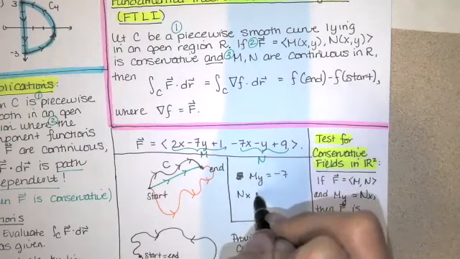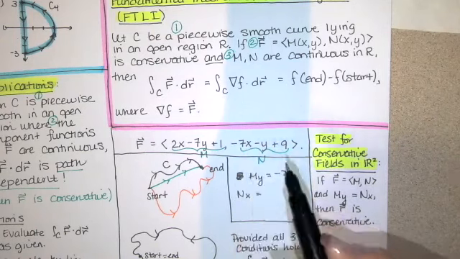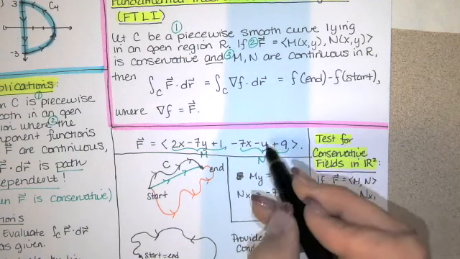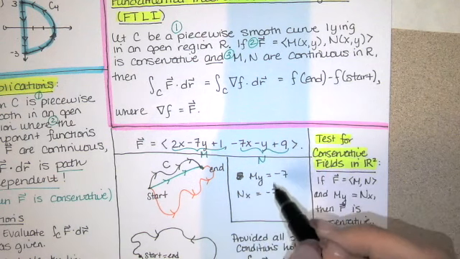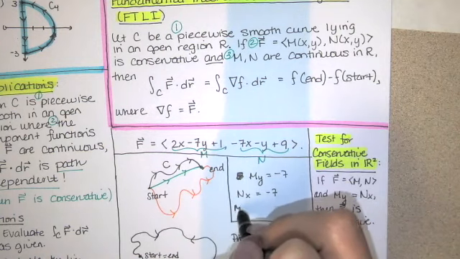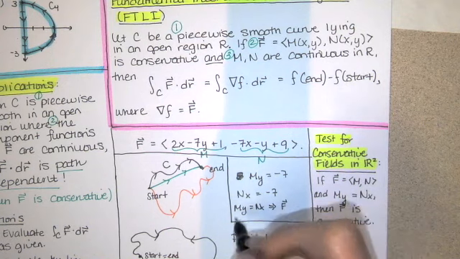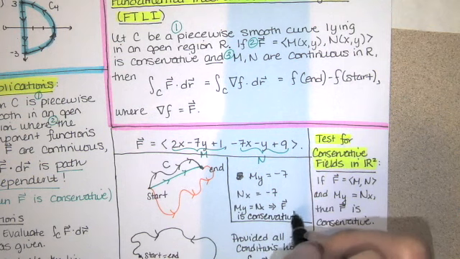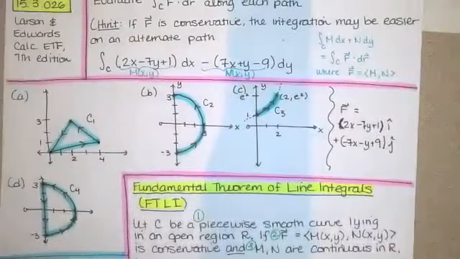Then I would do the same thing with the y component, but I want to take its derivative with respect to x, treating the other variables as constants. So I look at this, the derivative of a constant times x is just our constant. This doesn't have any x's in it. We're treating y as a constant, so the derivative of that is 0. The derivative of that is 0. So these two partial derivatives are both -7. They're the same. So that means our field is conservative. And that's nice. That means we've got all kinds of options for parts A, B, C, and D.